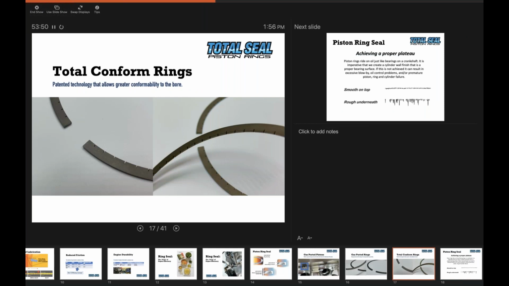The next thing in terms of ring seal is going to be about the total conform ring. This is a design we developed for larger bore engines and aluminum block engines. In some testing we did recently with Joe Gibbs Racing with their Desert Off-Road truck engine, which is an all billet aluminum block big bore engine, by going from a 0.8 millimeter diamond finish ring to a 0.8 millimeter diamond finish total conform ring, we cut blow by in half.